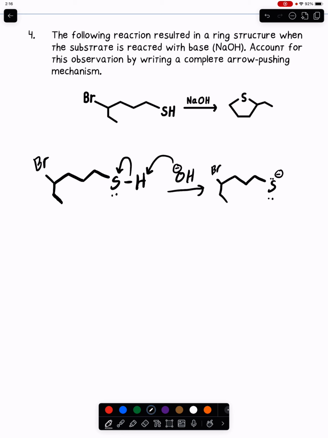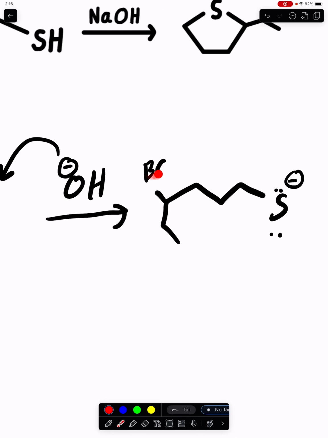All right, then the next thing we got to think about is, well, how can this thing close? How can we form a ring here? Well, we do have a bromine here, and that bromine is pulling electron density from this carbon here, which means this carbon here ends up with a partial positive charge, which is going to attract the electrons from the sulfur. So that's one way that we can actually close this thing up.